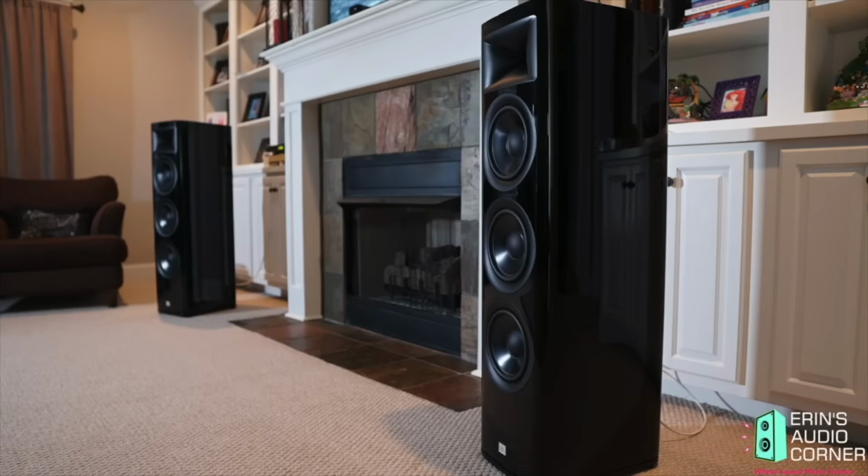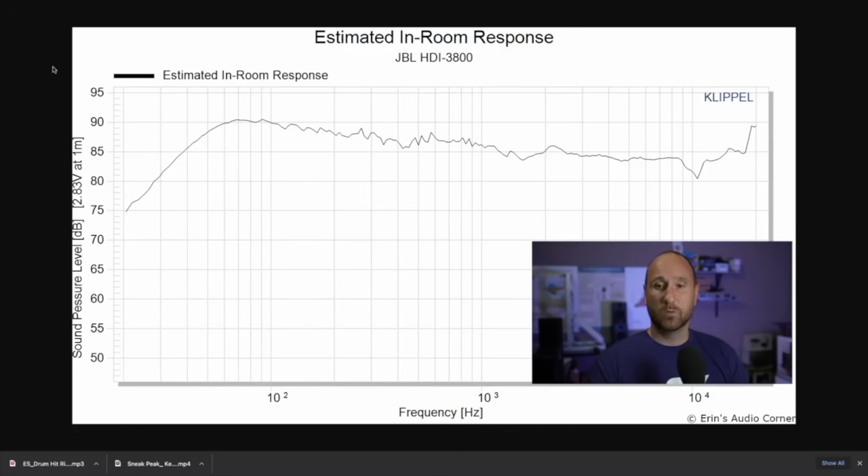The next example I'm going to give you is one of JBL's HDI-3800. Again, this is the predicted in-room response based off the Spinorama data. And what you can see here is a pretty decent trend line going downhill. What you're looking for generally is just a 1 dB per octave fall off rate. And that, again, is a general observation.